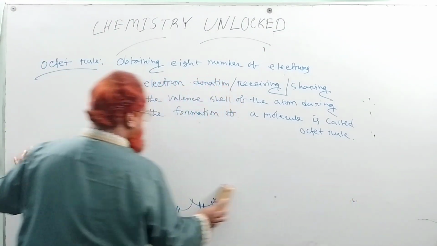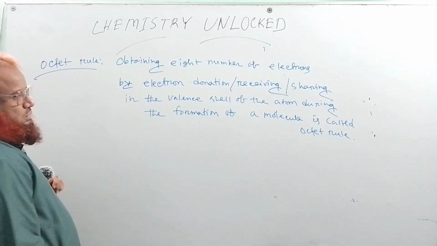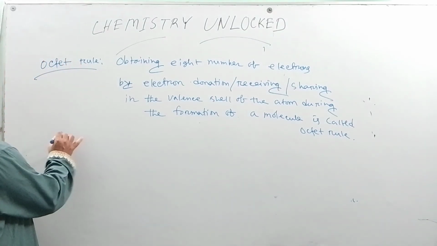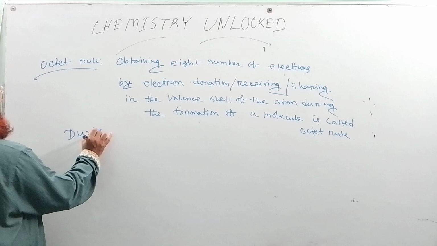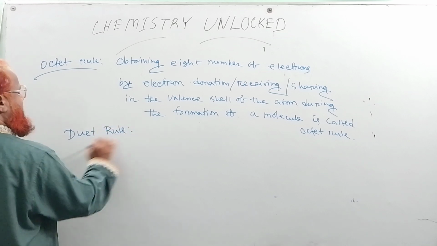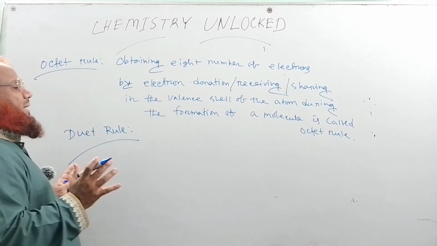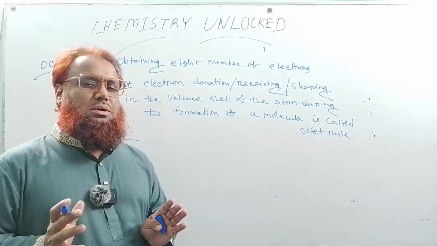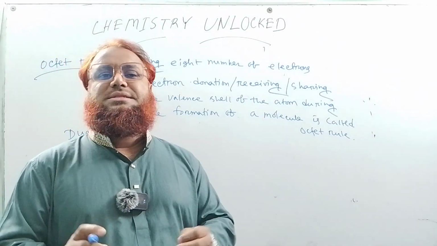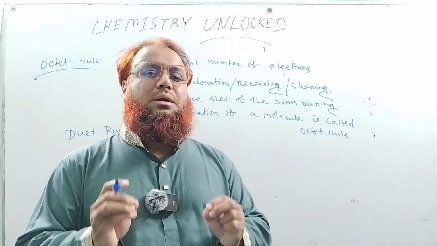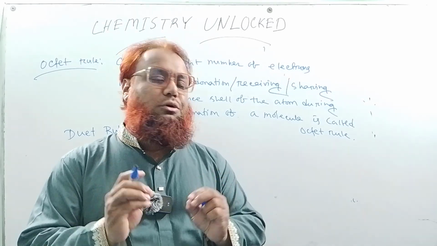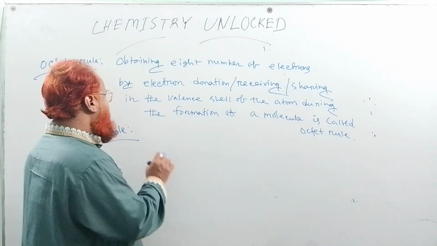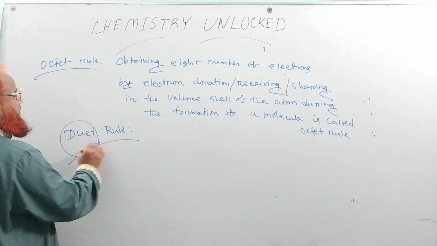So this is your octet rule. Now duet rule. Duet rule is mainly for explaining the covalent bond. Okay, so here duet means two.